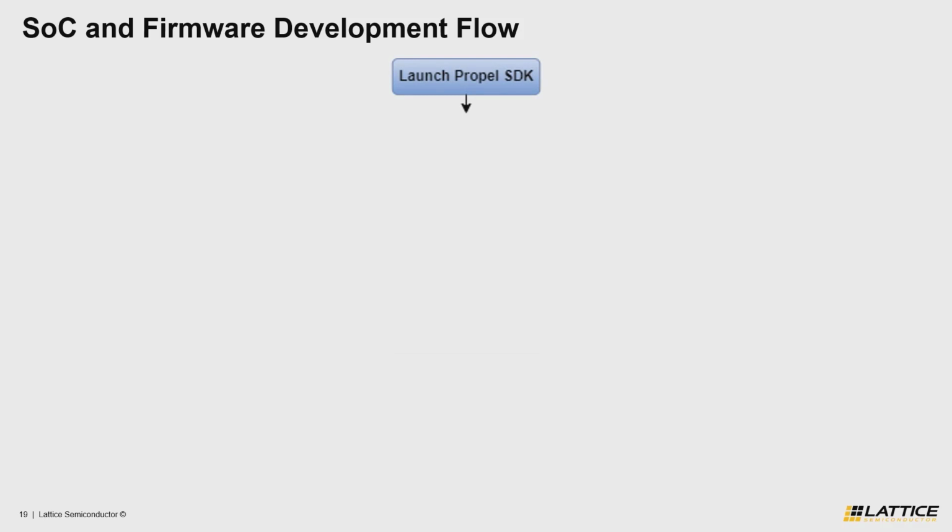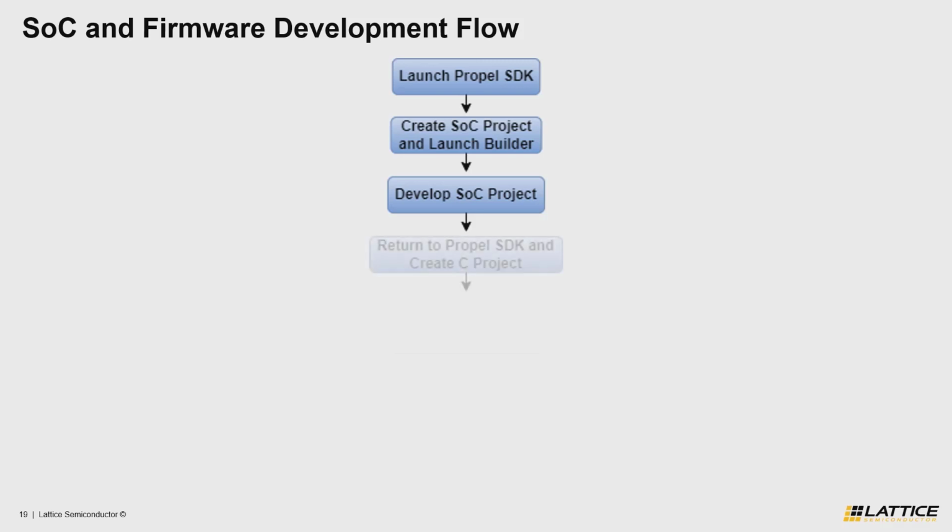Once Propel SDK is open, the next steps are to create an SOC project and launch Propel Builder, and then develop that SOC project to generate the required sys_env.xml and driver files that are used to create C projects. Once you've generated those files, the next step is to return to Propel SDK and create a C project which you will then need to develop in order to generate some firmware.